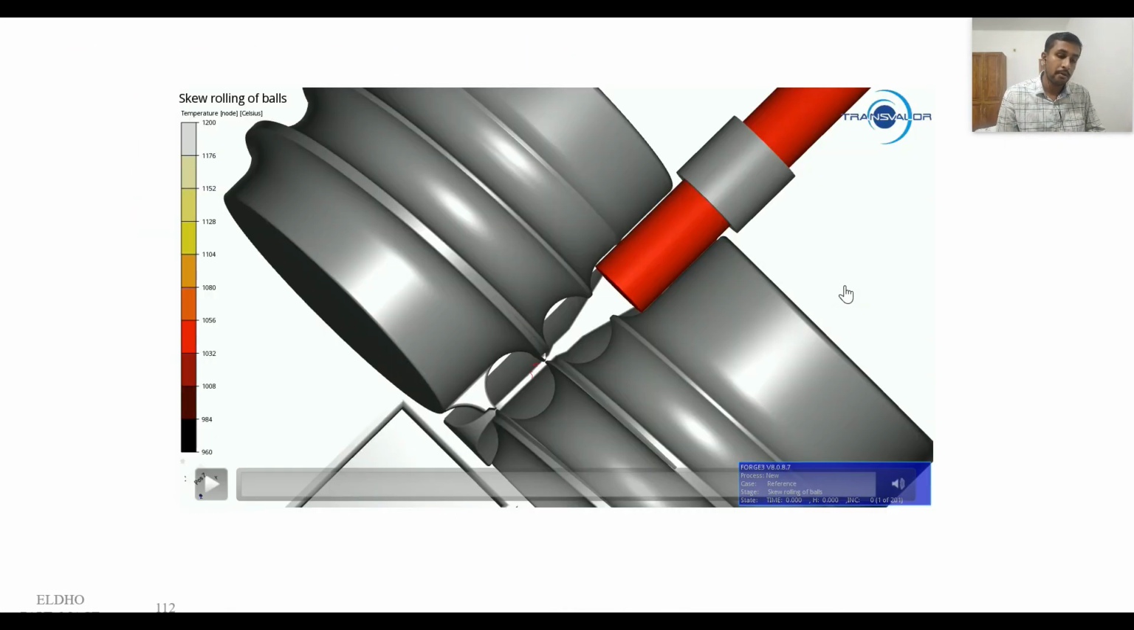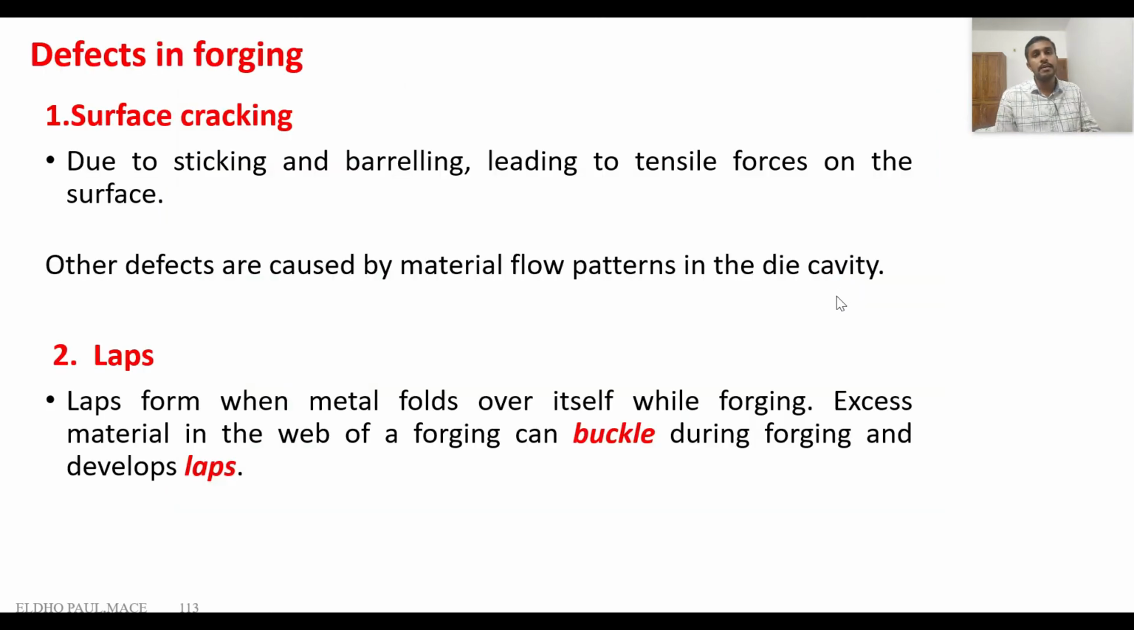So that is the skew rolling process. Next we will discuss different defects associated with the forging process. We already discussed different defects in the rolling process. Similarly, here there are different types of surface-related defects. When we do forging operations, after barreling, this is the top view of the barreled product. Some cracks develop on the surface of the barreled product. This type of cracks will be developed.